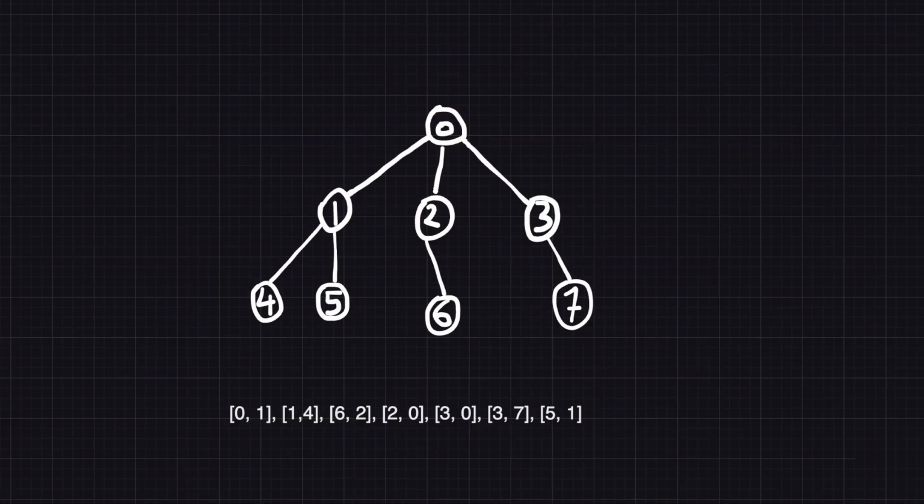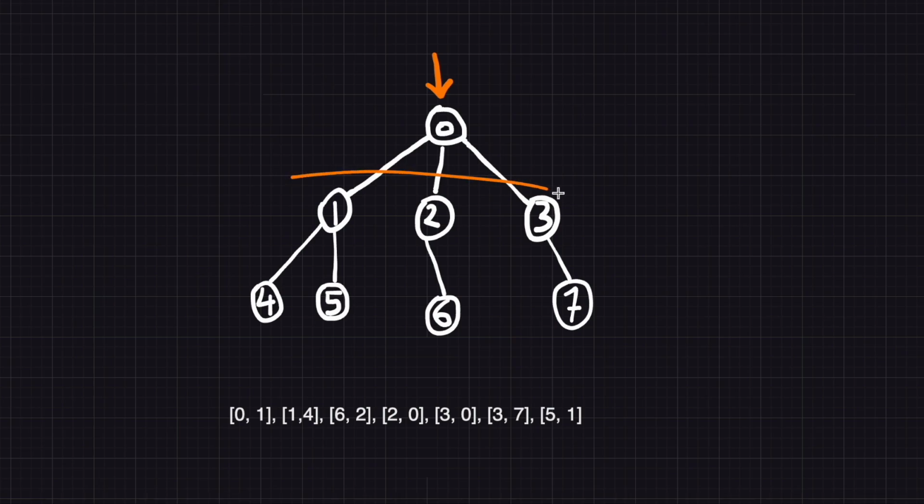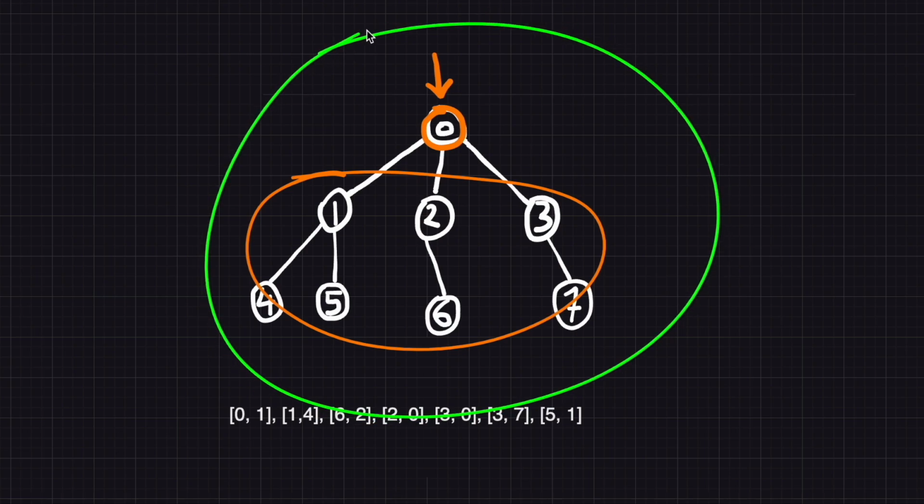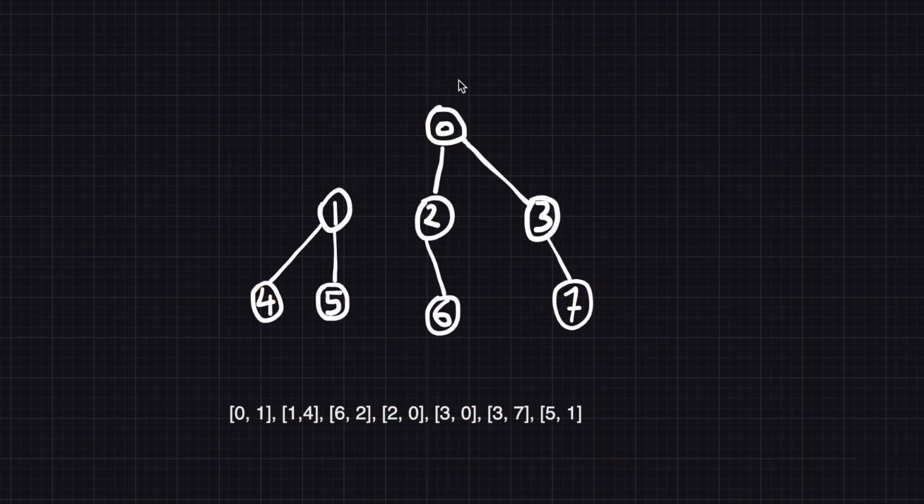Let's see an example. We will start by visiting node 0. If we manage to visit all nodes in the graph starting from node 0, it implies that all nodes are part of a single connected component, meaning there is only one connected component. Cool. Here we just need node 0 to traverse the whole tree. Let's see a graph with multiple connected components.